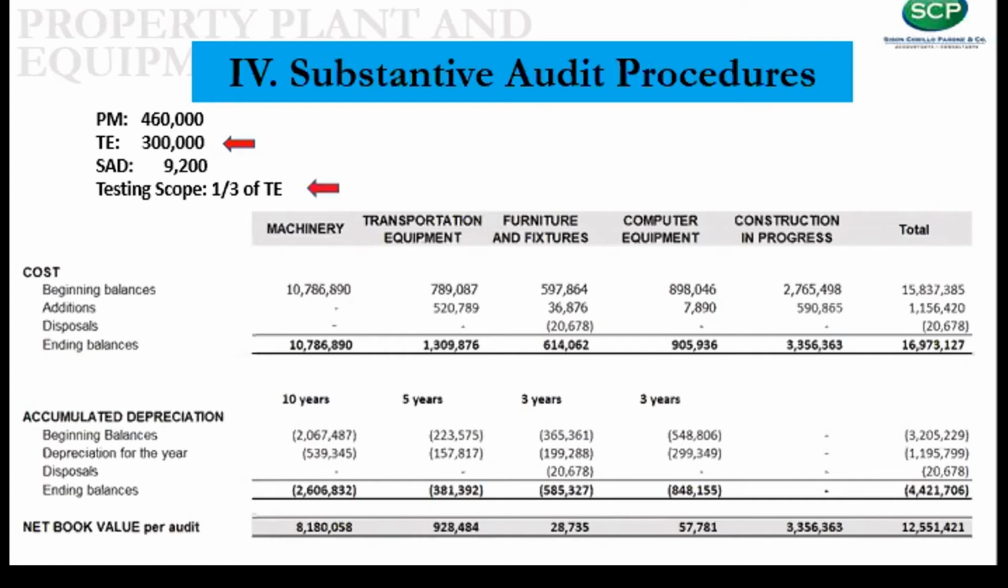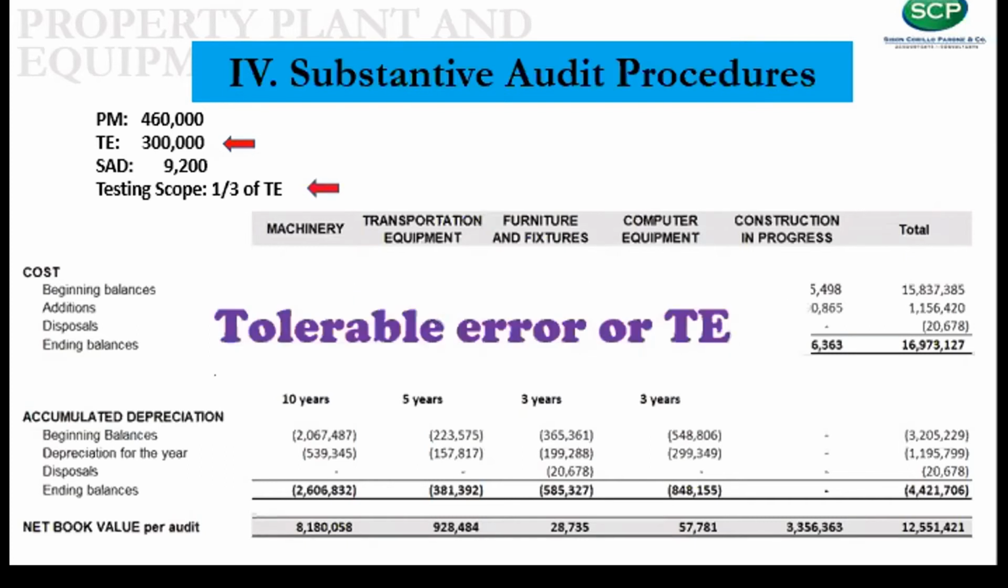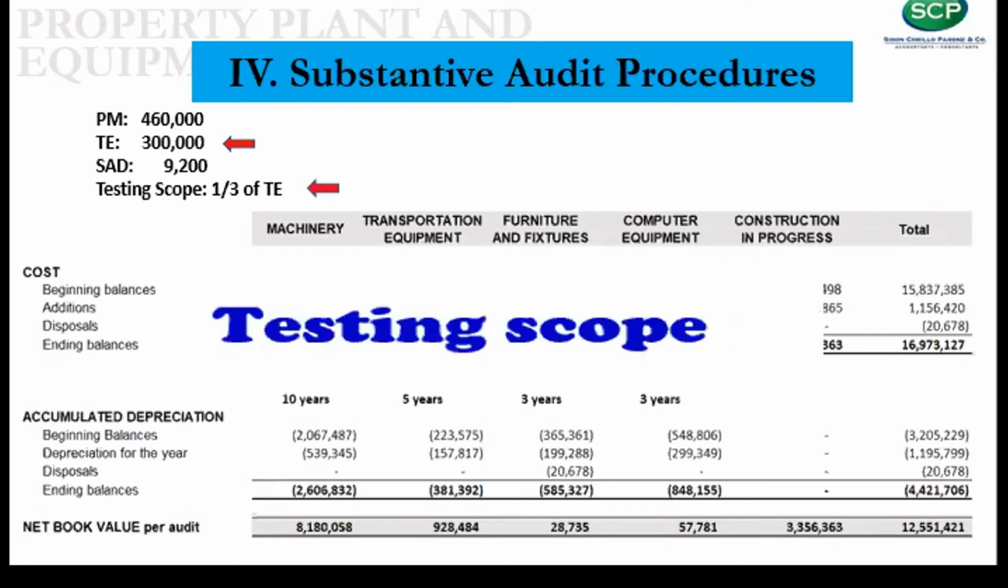For those not familiar with these terms, tolerable error or TE is a term among others used by auditors to identify the accounts or transactions for which substantive procedures will be performed. The testing scope, which is usually lower than the amount of TE, determines the individual transactions that will be tested for evidence. In other words, TE and testing scope are thresholds that auditors use in identifying the accounts and transactions that will be subject to auditing.